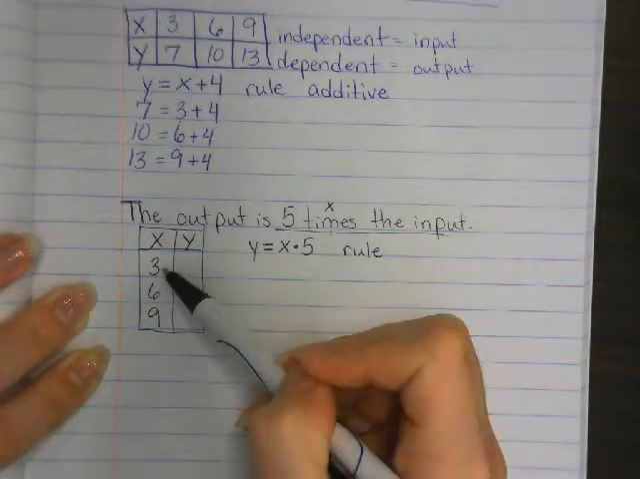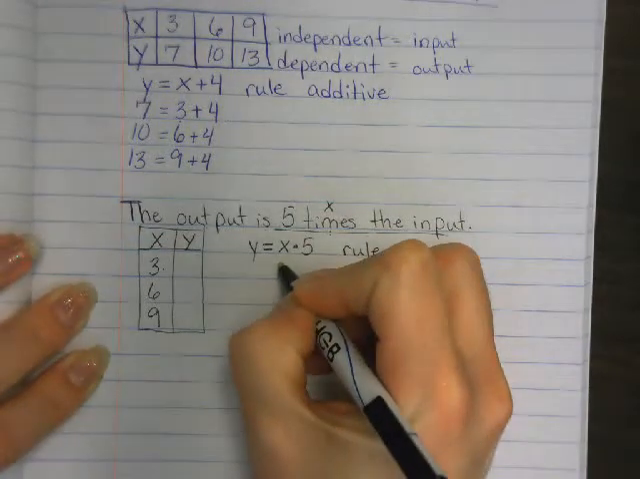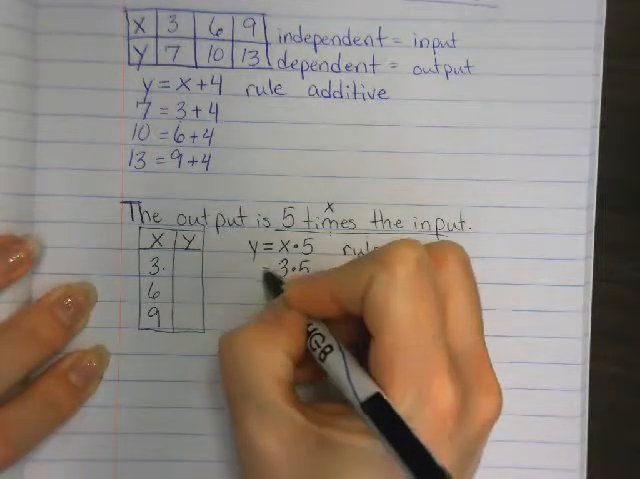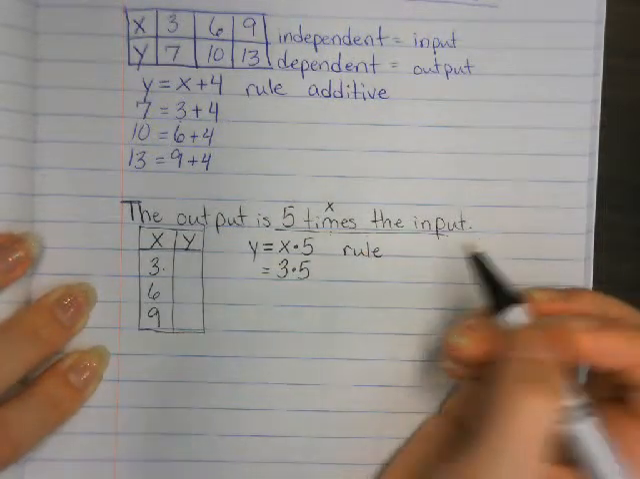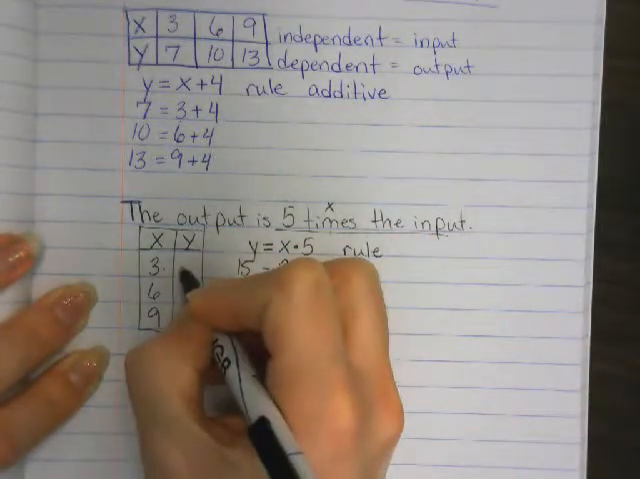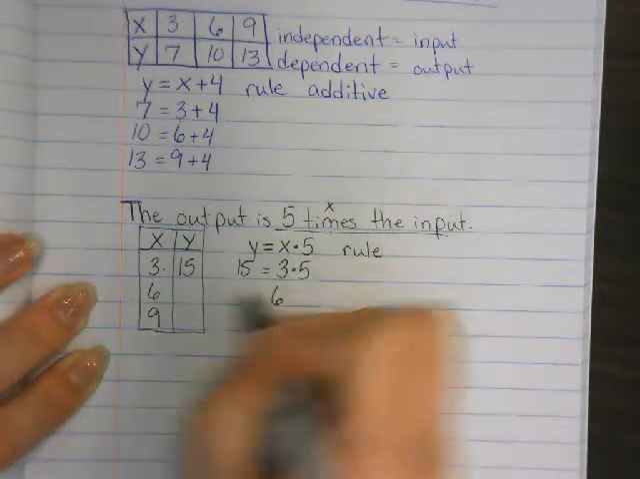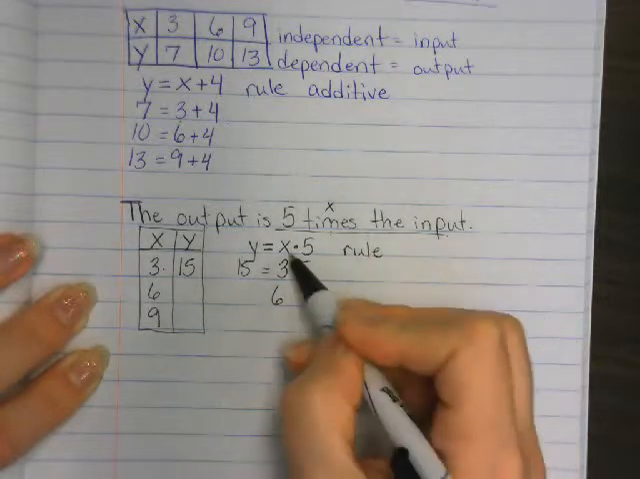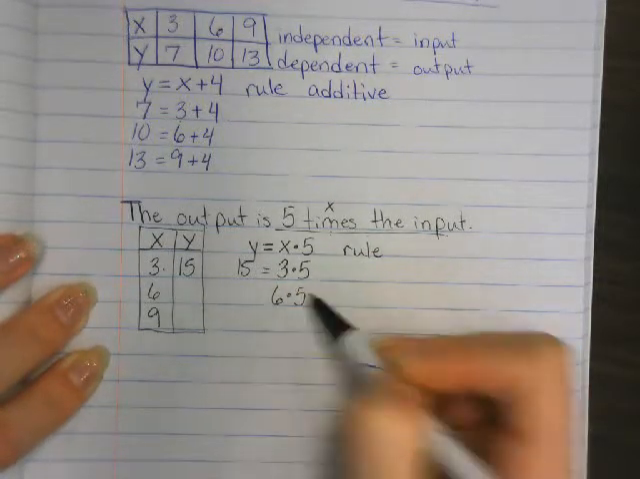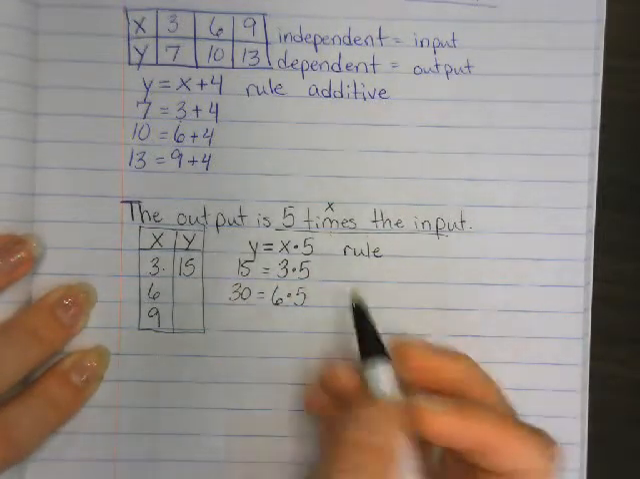We again would plug in our values for X in our equation that we just wrote. So, if our X is 3, we're going to multiply that by 5 to get our Y. 3 times 5 is 15. So our Y value for this pair would be 15. Then we would plug in our second X value. 6 in the place of X times 5. Our rule remains the same. We're still multiplying by 5. So our Y value will be 30.